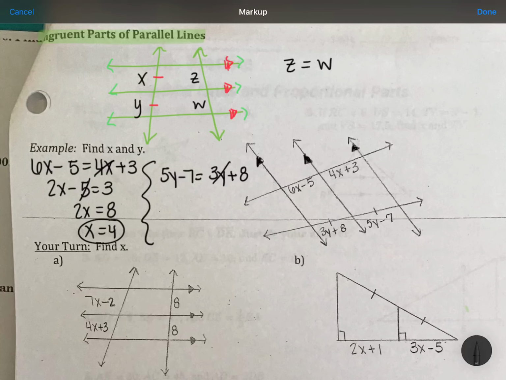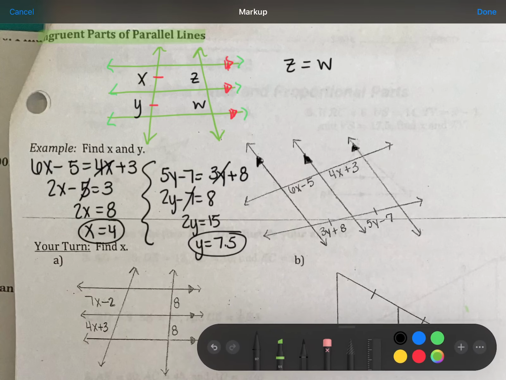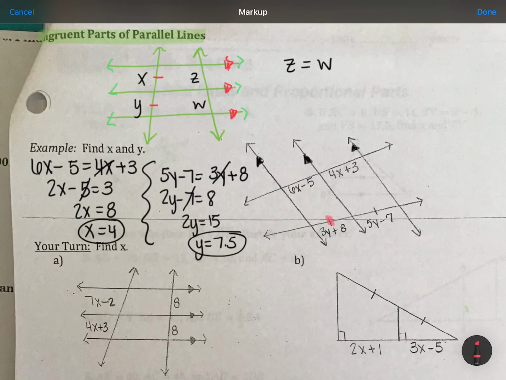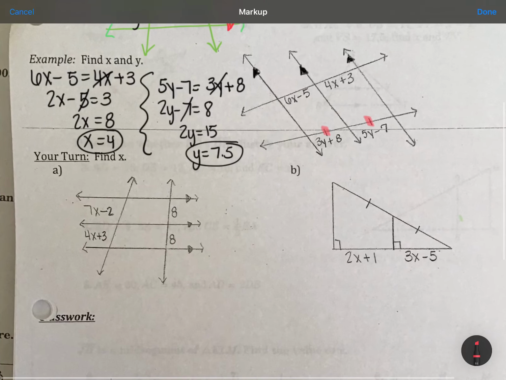I'm going to subtract 3y, and I get 2y minus 7 equals 8. I'm going to add 7, and that gives me 15. Divide by 2, and you get 7.5. So if you have these markings, big if, if these are marked, then we can conclude the other sides are also congruent. All right, your turn. Pause the video, give it a go, and see what you come up with.